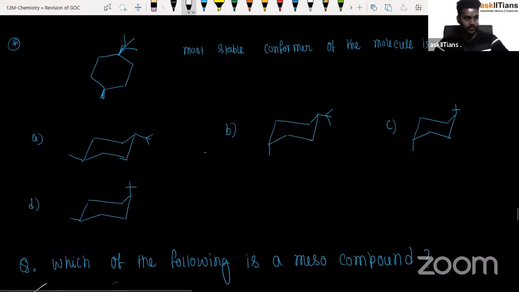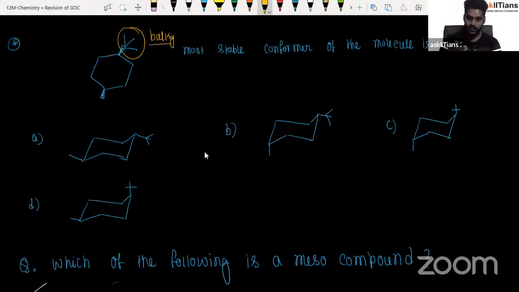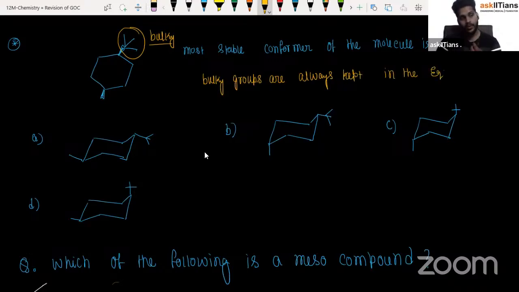Now, in the cyclohexane conformers, always remember this is the bulky group, right? Whenever you have bulky groups like tertiary butyl, what you have to remember is that you can never keep the bulky group in the axial position. Bulky groups are always kept in the equatorial positions. Now, what do I mean by axial and equatorial?